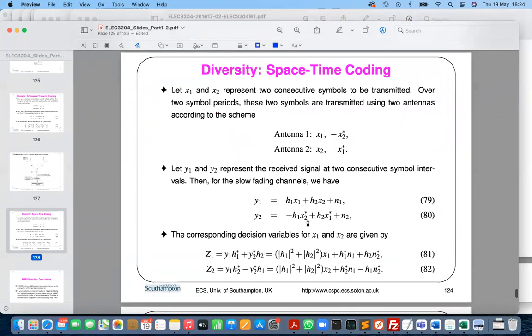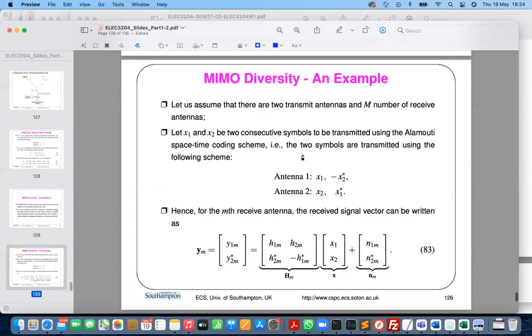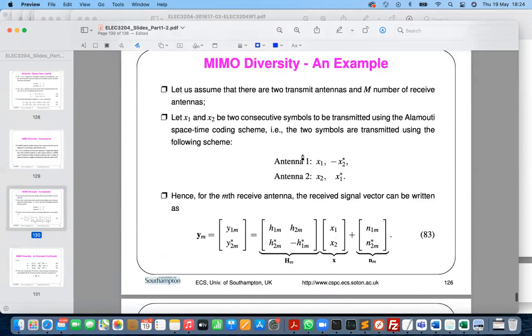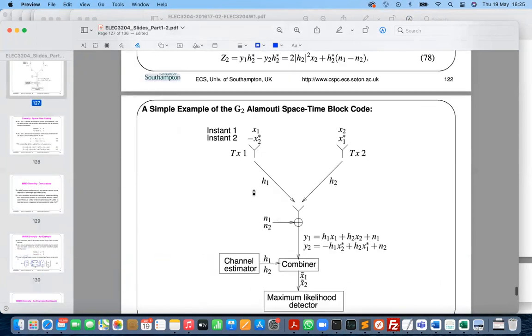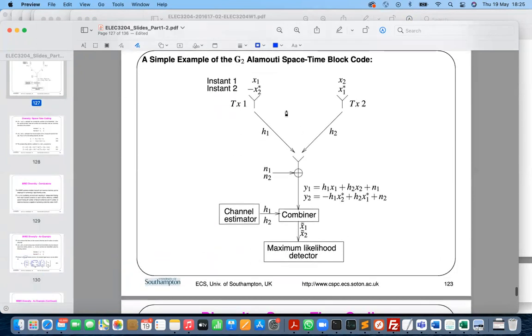So STBC transmission is here for 1 receive antenna. And then later on, for the case of using multiple receive antennas, you just stack all the signals together. So this is what you transmitted, and this is a fading channel. So you need to also draw a block diagram here. So this is a case of using 2 transmit antennas and 1 receive antenna here.